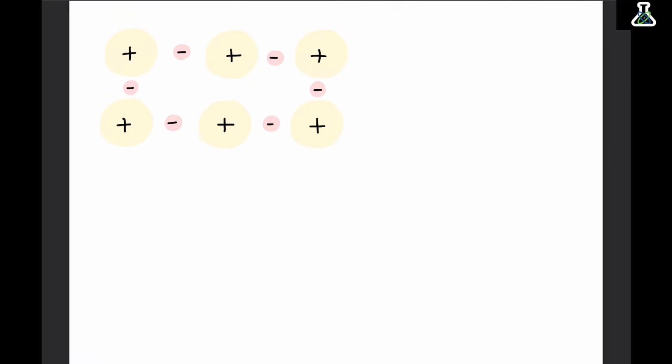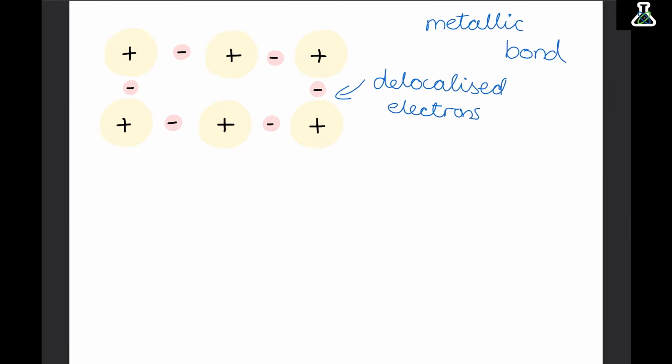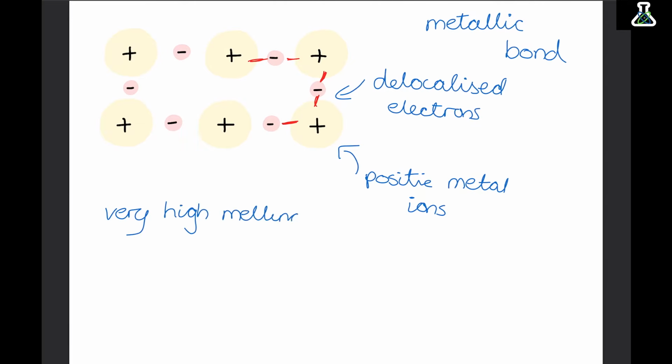Now the final type of bonding is a metallic bond. And this is caused by metal atoms giving up their electrons. These electrons just delocalise. And because the electrons have left, this forms positive metal ions. And again, we have strong electrostatic forces between all of these particles. This type of bonding gives metals very high melting points.